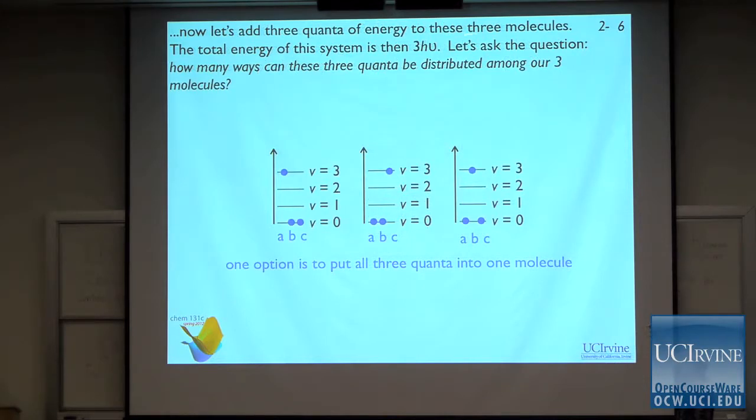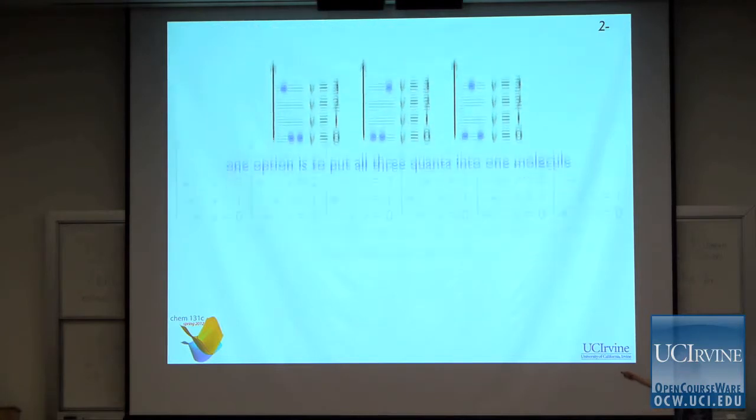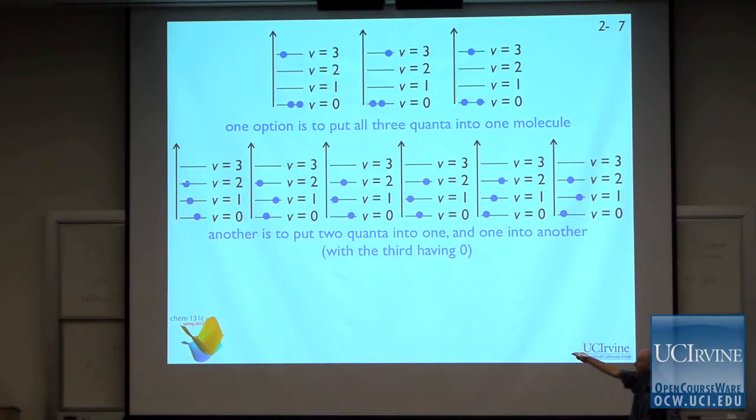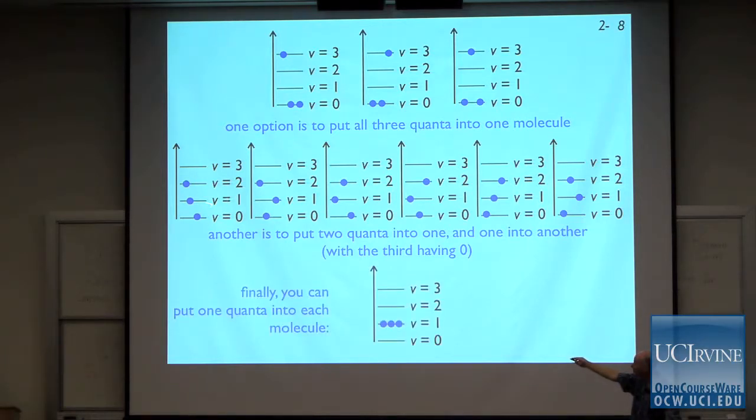Now let's add 3 quanta of energy to these 3 molecules. All right? There are 3 ways to do that. We can put all the energy into molecule A, we can put all the energy into molecule C, or we can put all the energy into molecule B. That's one way to configure the energy: put all the energy into one of the 3 molecules. We could also put 2 quanta into one of the molecules and 1 into another, leaving the third with no energy in it at all, and there are 6 ways to do that. Finally, we could just put 1 quantum of energy into each of the 3 molecules, and there's only one way to do that. I think you can see that intuitively.